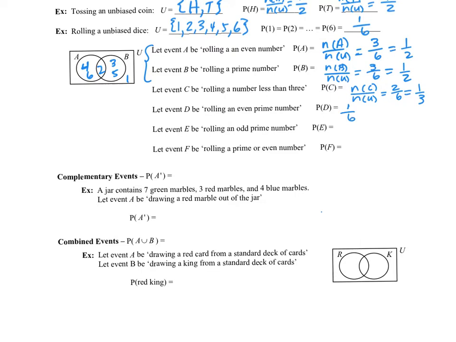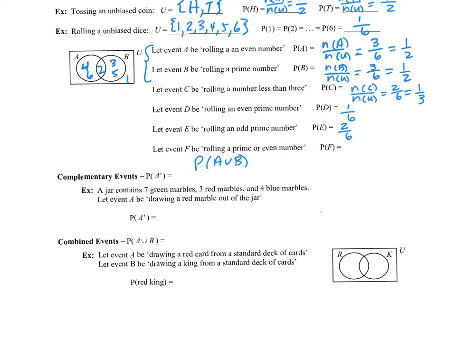Okay, the next one is the probability of rolling an odd prime number. Well, there are 2 odd prime numbers out of 6. So that probability would be 2 out of 6. And then the last one, let F be the event of rolling a prime or an even number. So that would be the probability of A or B happening.